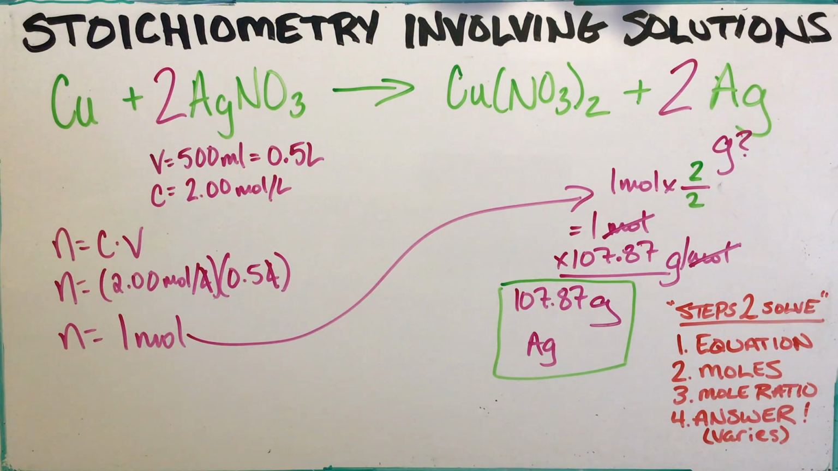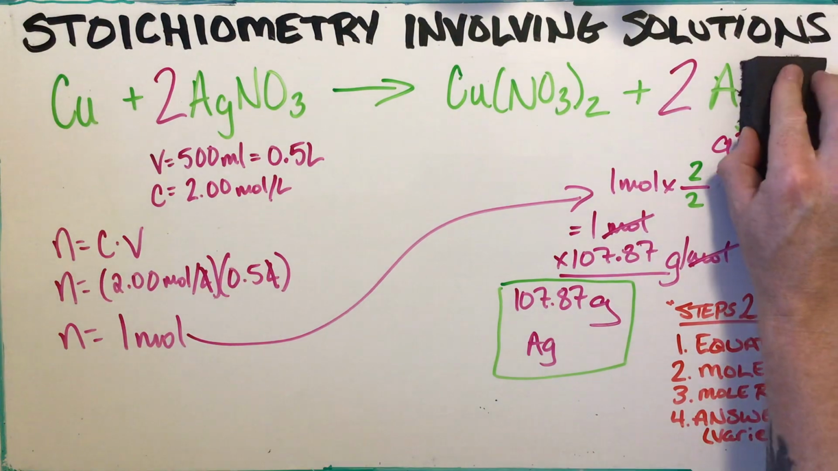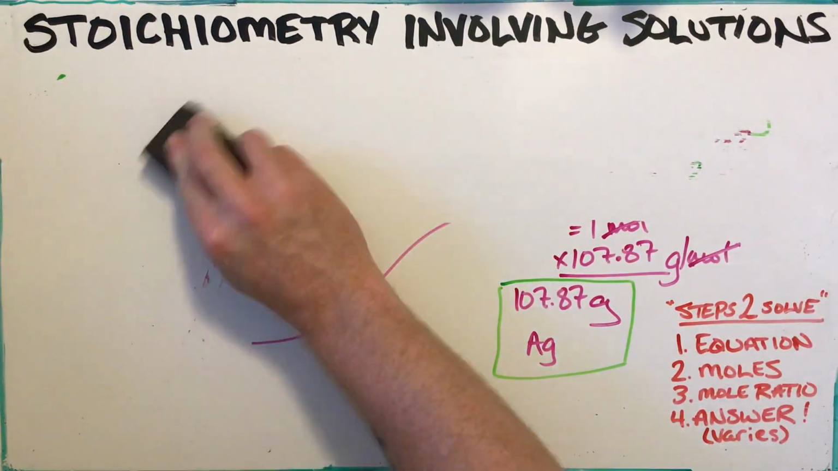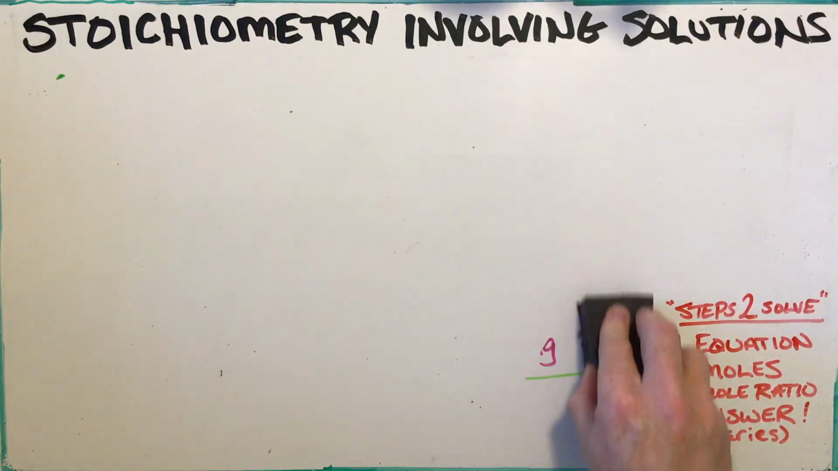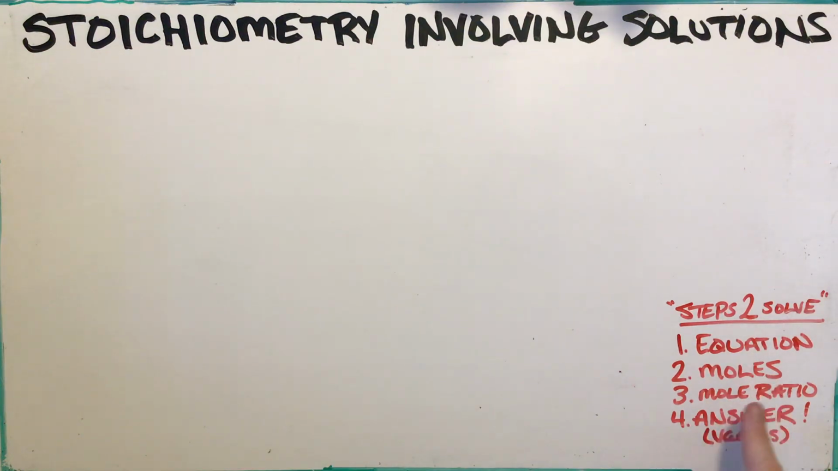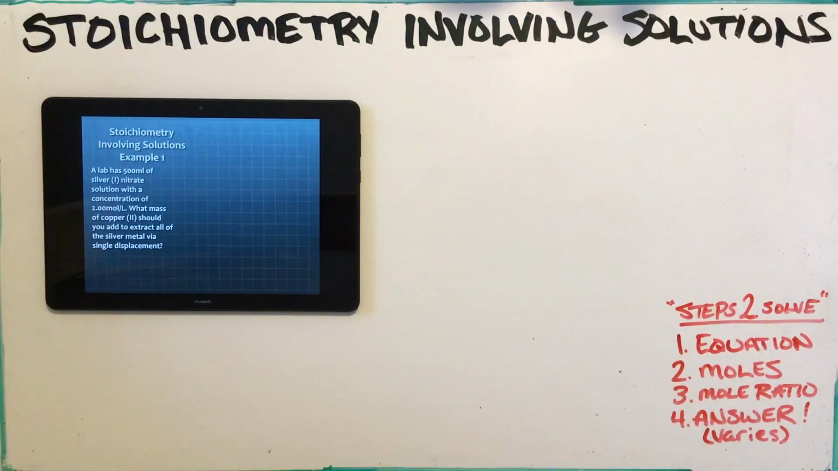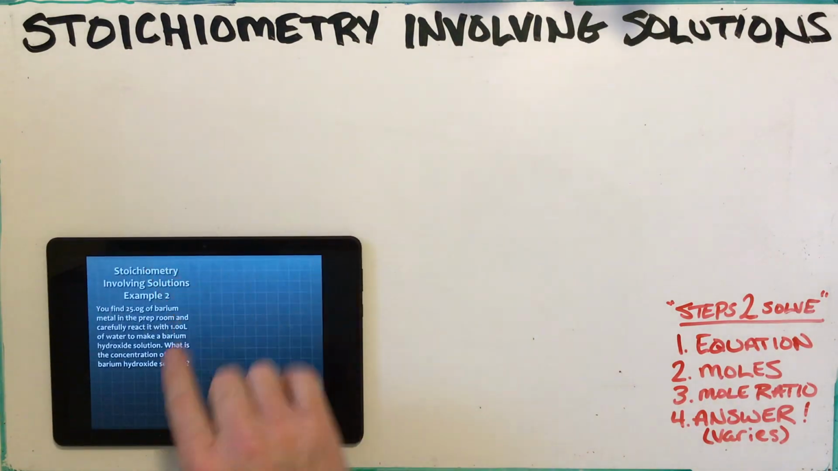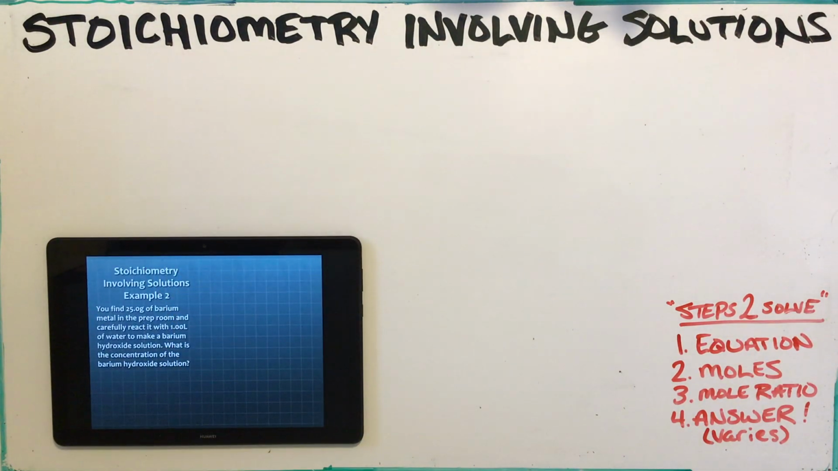I'm going to bring in our iPad and look at question number 2. And we were able to keep our steps up the whole time there, which is good. All right, bring in the iPad. Example 2. You find 25 grams of barium metal in the prep room and carefully react it with 1 liter of water to make a barium hydroxide solution. What is the concentration of that barium hydroxide solution?